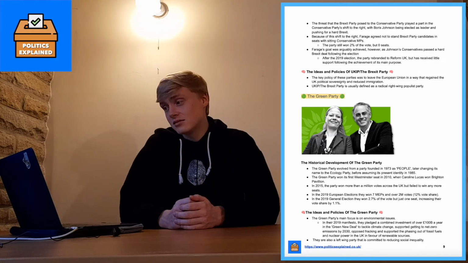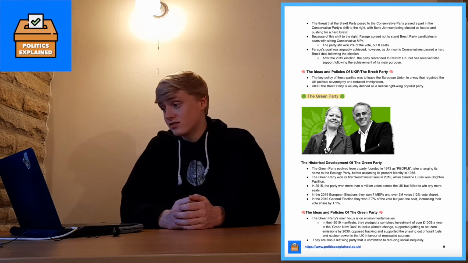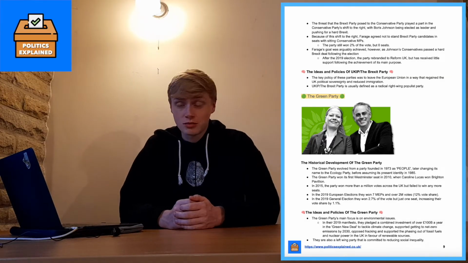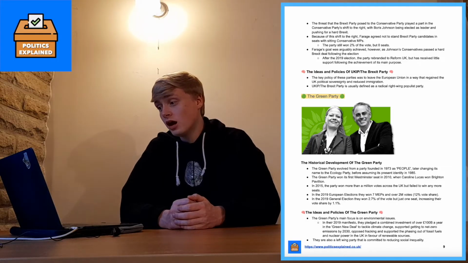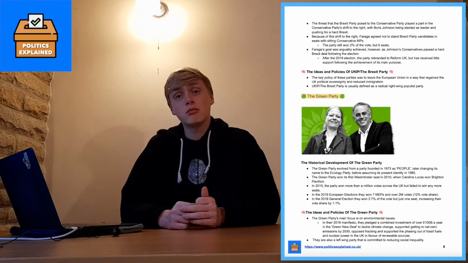In terms of the ideas and policies of UKIP/the Brexit Party, as I mentioned, the key policy of these parties was to leave the EU in a way that regained the UK political sovereignty and reduced immigration. So a real opposition to immigration was a key part of it. And UKIP/the Brexit Party is usually defined as a radical right-wing populist party.